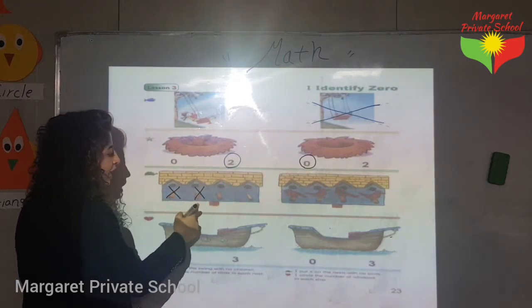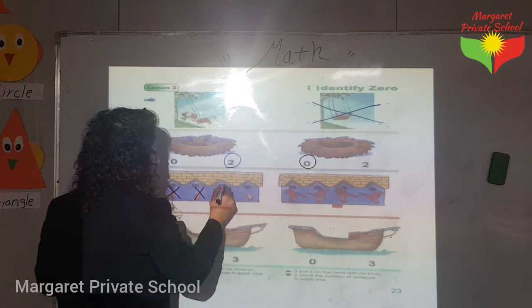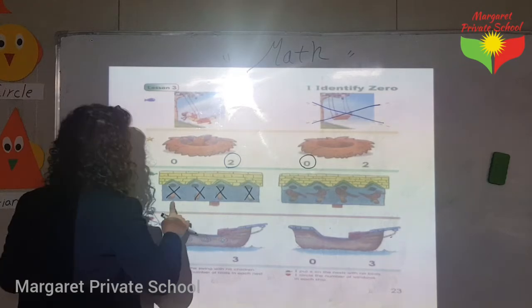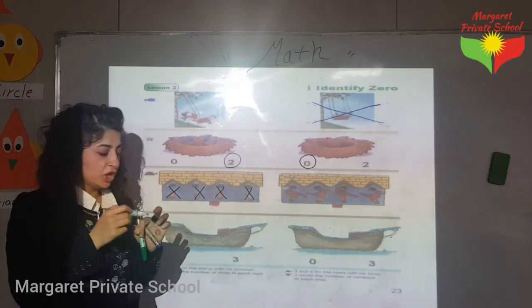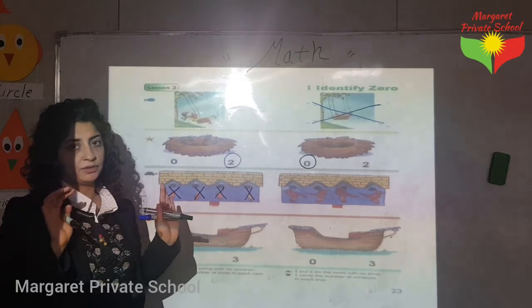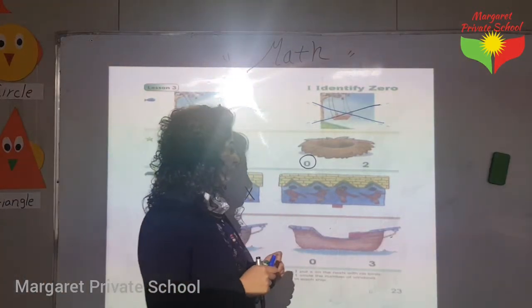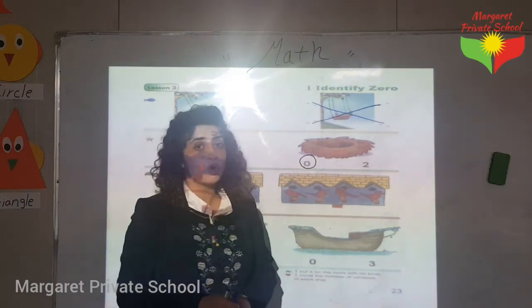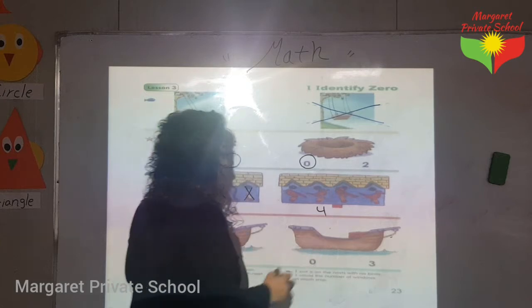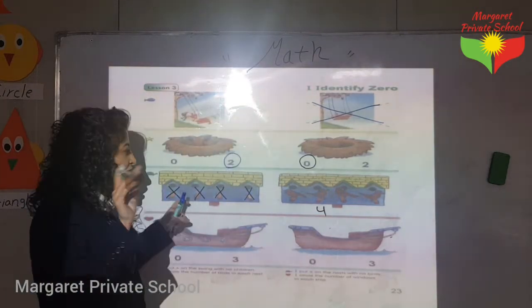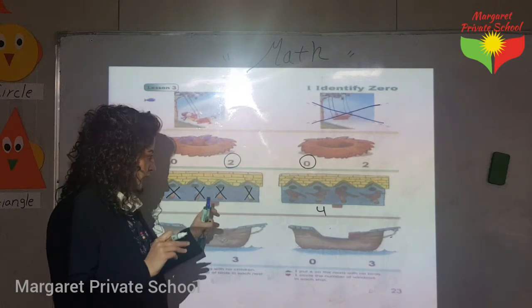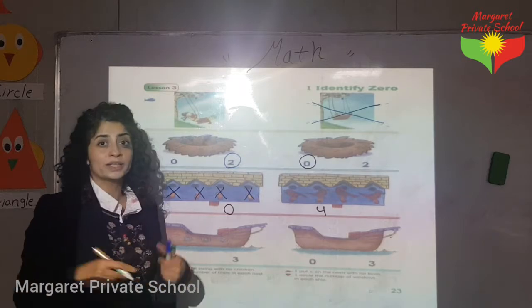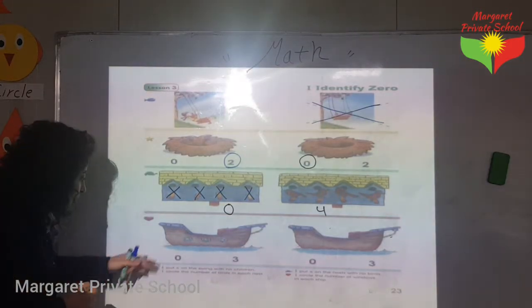How many birds from here? Let's count it: 1, 2, 3, 4. We have 4 birds. And from here, we don't have any birds. Nothing means 0.